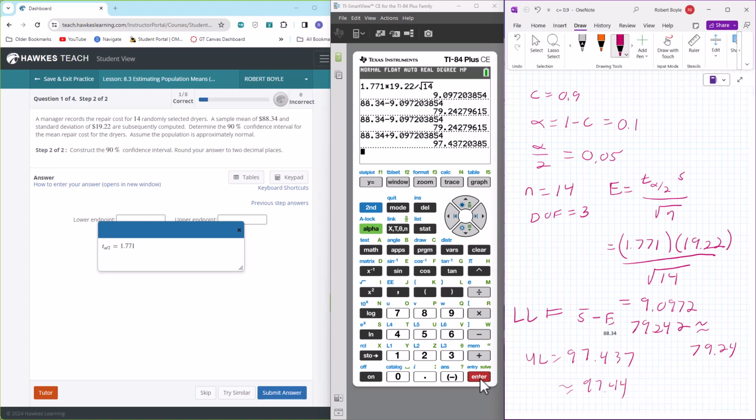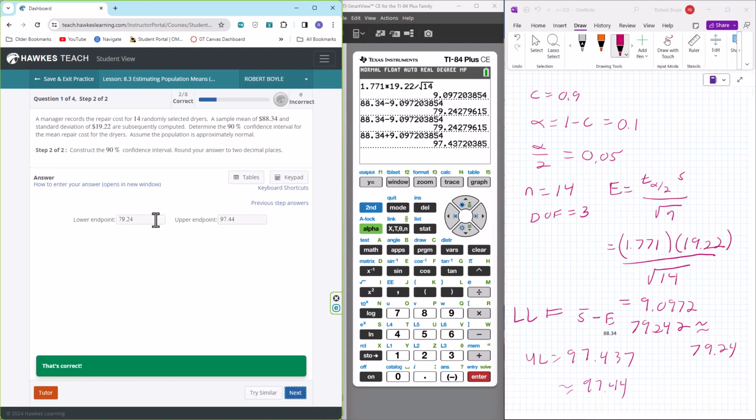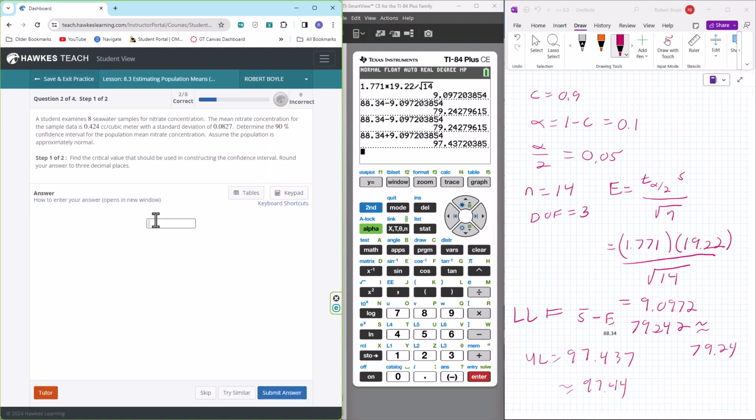97.44. Okay, so my lower limit is going to be 79.24. My upper limit is going to be 97.44. And there you go, that happens to be correct. Moving on to the next problem.